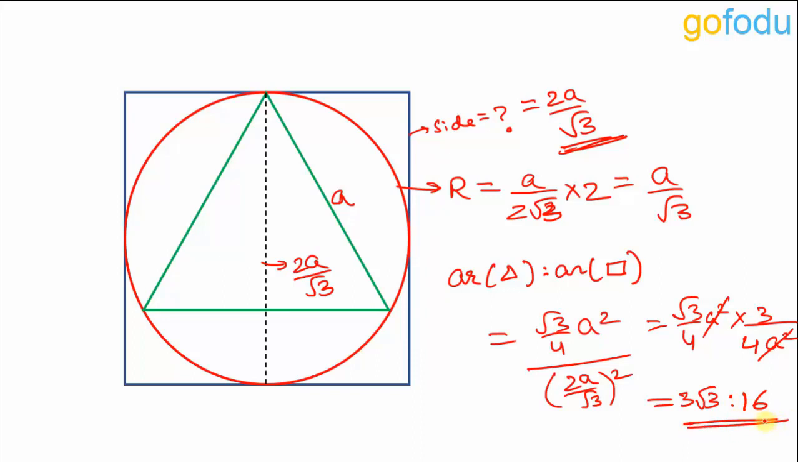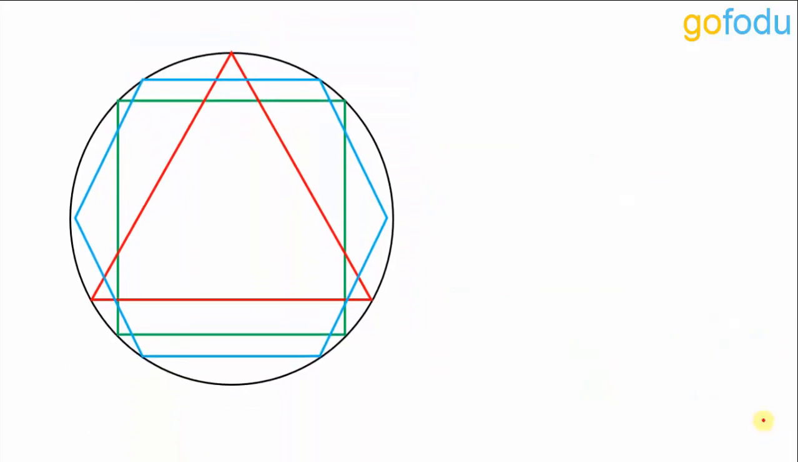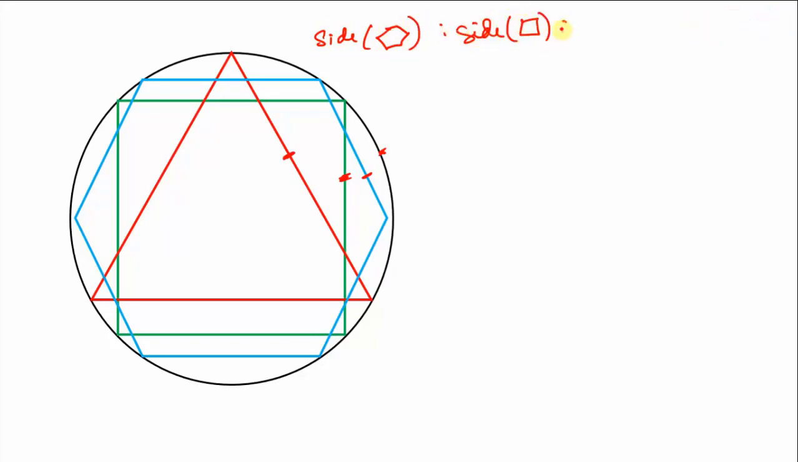Let's take another question. Hexagon in the house. We have a red colored triangle, a green colored square and a blue colored hexagon, all inscribed in a black colored circle. Now we have to find the ratio of their sides, the ratio of sides of these figures. We have to find the side of the hexagon is to the side of the square is to the side of the triangle. We have to find this ratio.